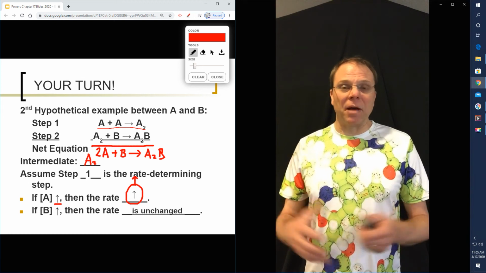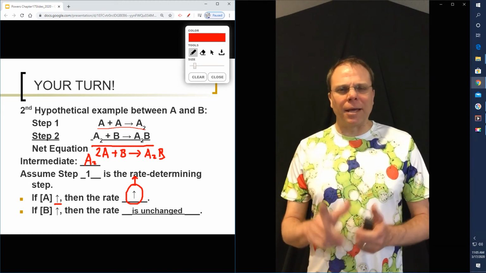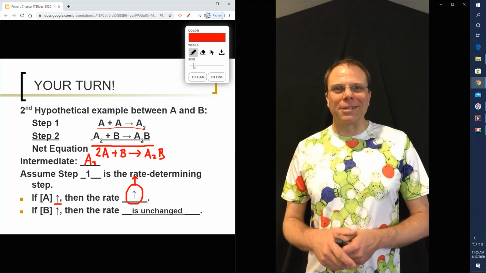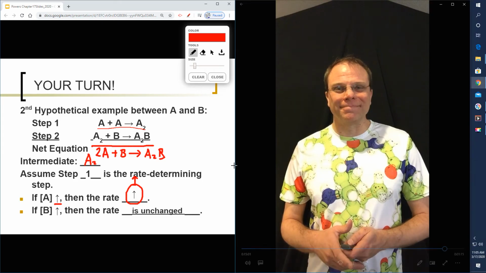In fact, you might even be able to argue that B's being in the way might slow it down a little bit. Not sure what we're going with in that particular example there, but it's definitely not going to speed up.